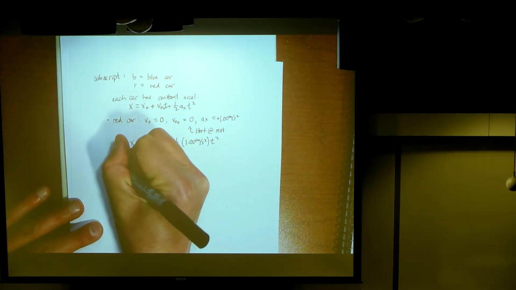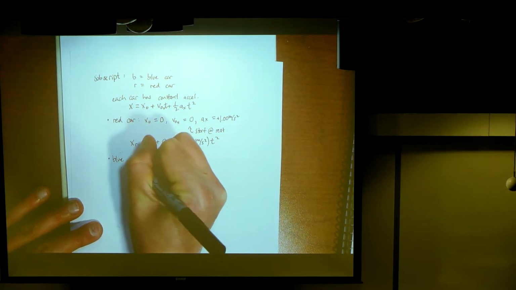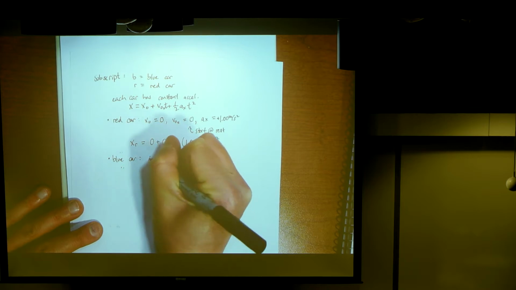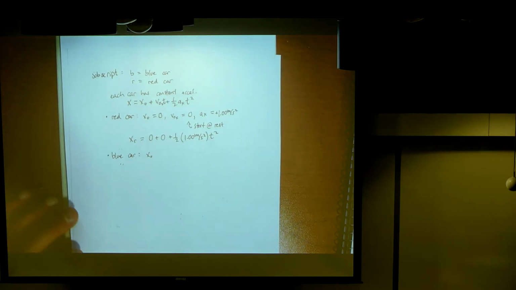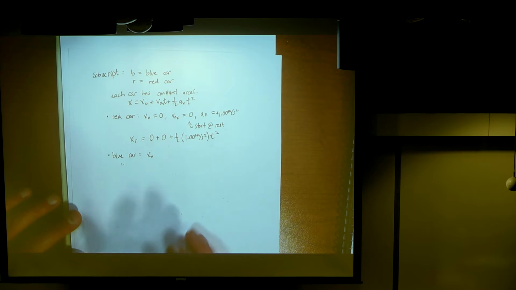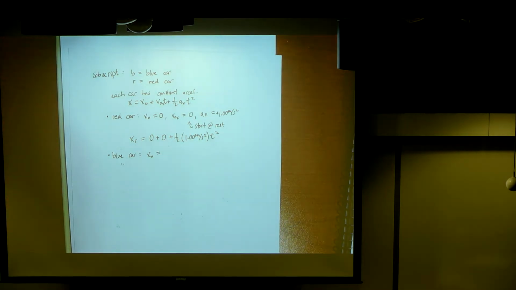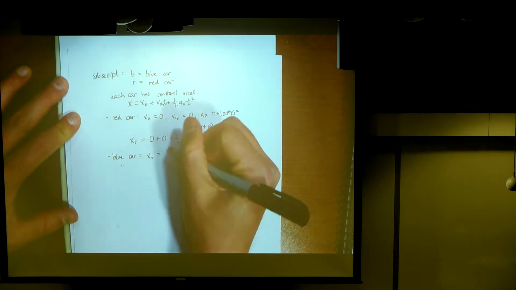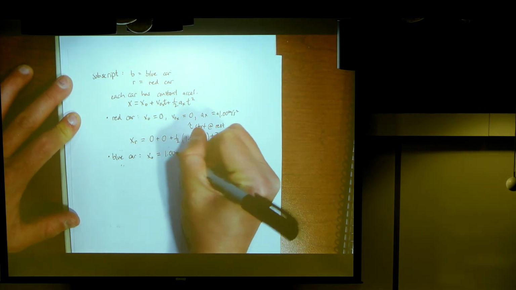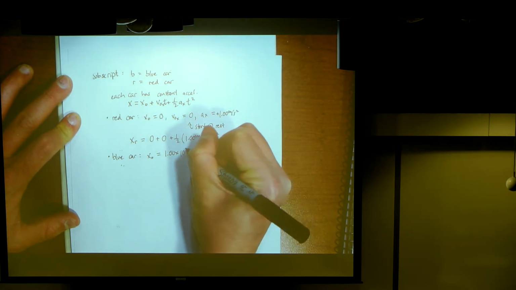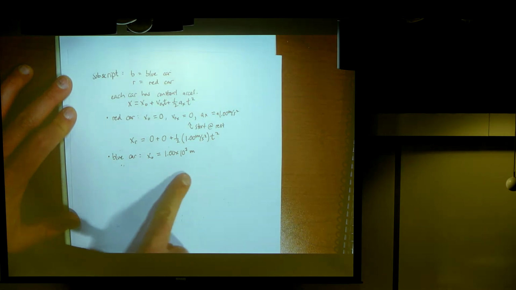All right, for the blue car, what was the initial position? So they don't start at the same position, right? The blue car starts at the far right end of the track, right? This is just in the problem. What was the initial position? 1,000. I'm going to write it as 1 times 10 to the 3 meters. That's where it starts off.